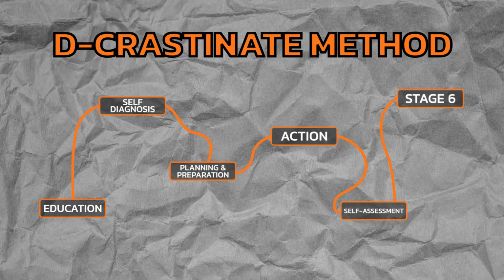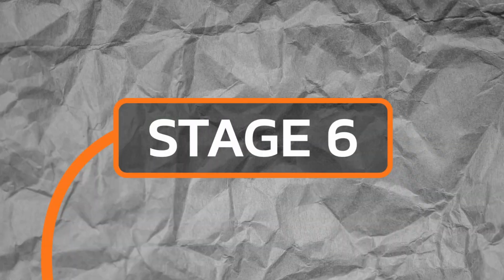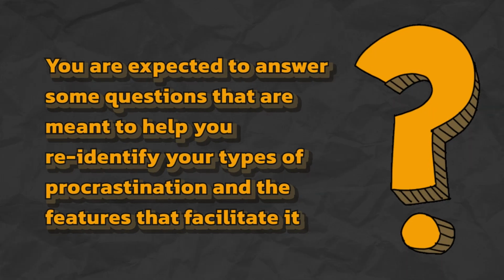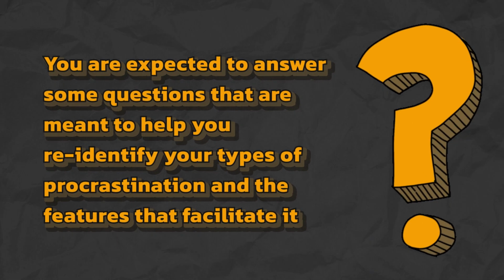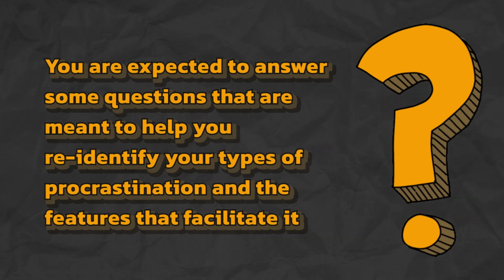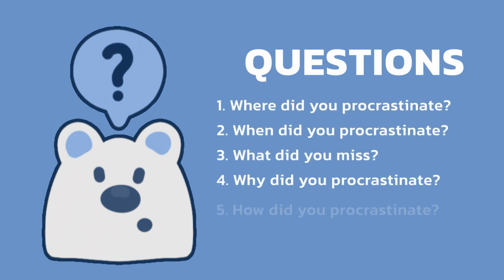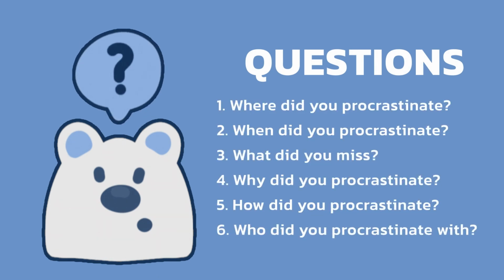the long term, the D-Crastinate method has step number 6, error identification. In this stage, you're expected to answer some questions that are meant to help you re-identify your types of procrastination and the features that facilitate it. A bit like going back to stage 2, but now you have the experience of planning, preparation, and actions. You have better insight into the things that work and don't work for you. These are some of the questions that you will ask yourself in stage 6.